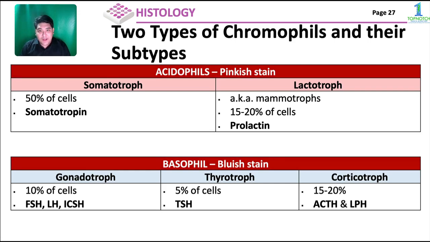In the acidophils, we have your somatotrophs, 50% of cells, which secrete somatotropin. And then your lactotrophs, also known as mammotrophs, 15 to 20% of cells, which secrete your prolactin. Now your basophils, we have your gonadotrophs, thyrotrophs, and your corticotrophs. Our mnemonic here is FLAT PIG, for your FSH, LH, your ACTH, and your TSH. Okay, the meaning of ICSH, please take note, is your interstitial cell stimulating hormone, commonly seen in men. And your LPH is only your lipotropin.